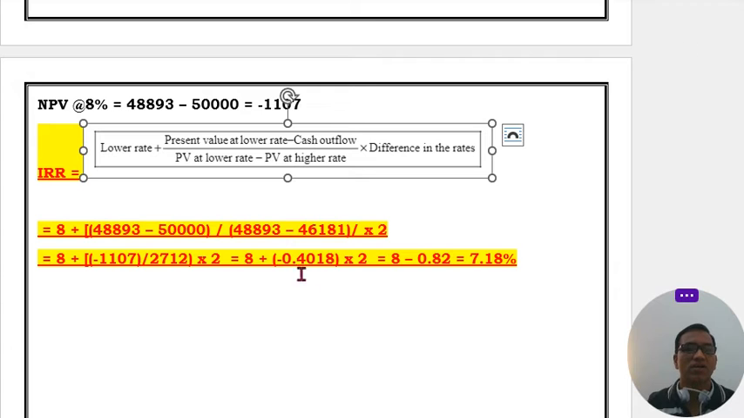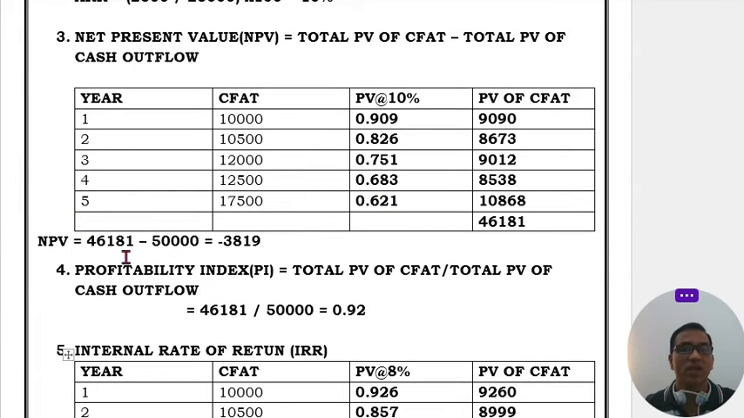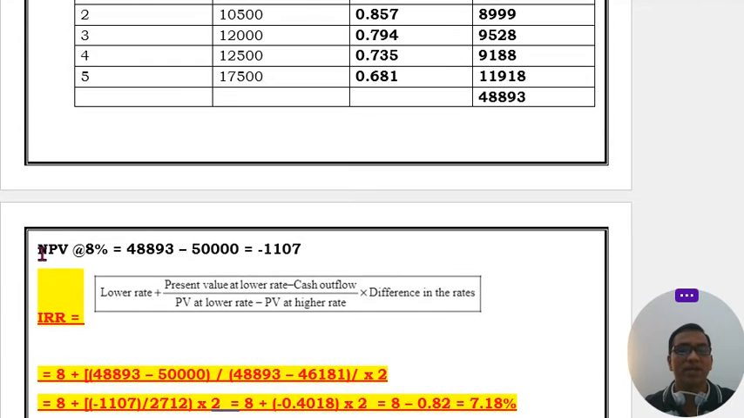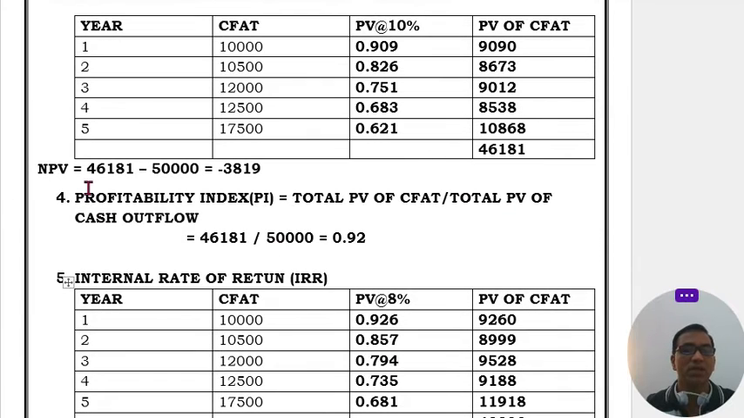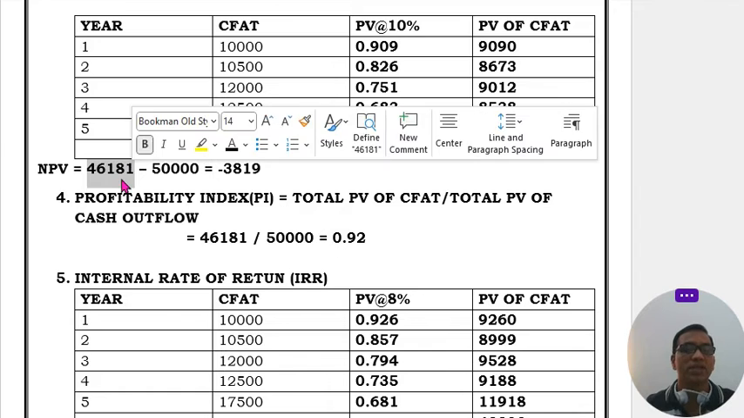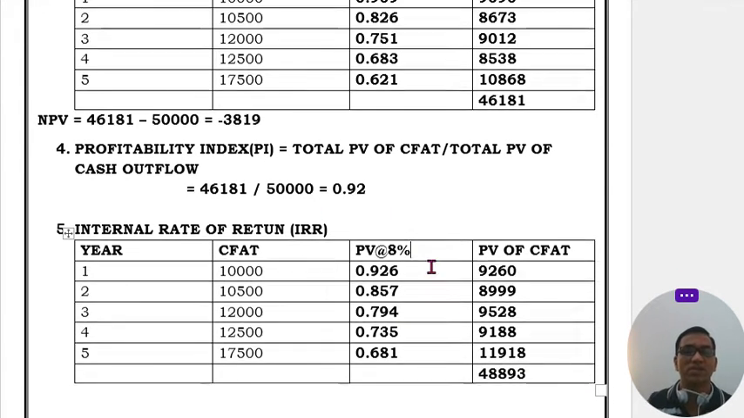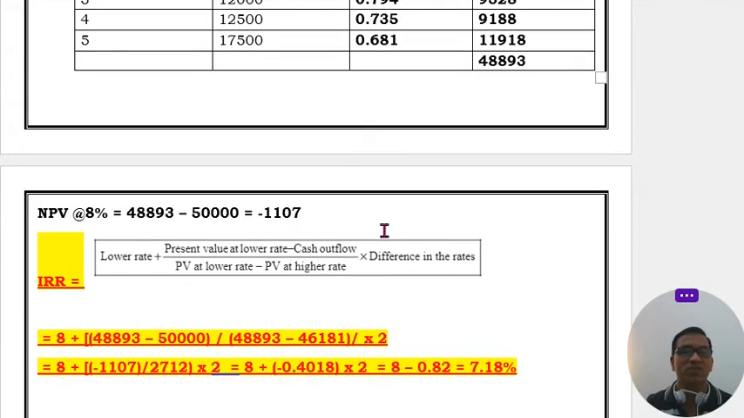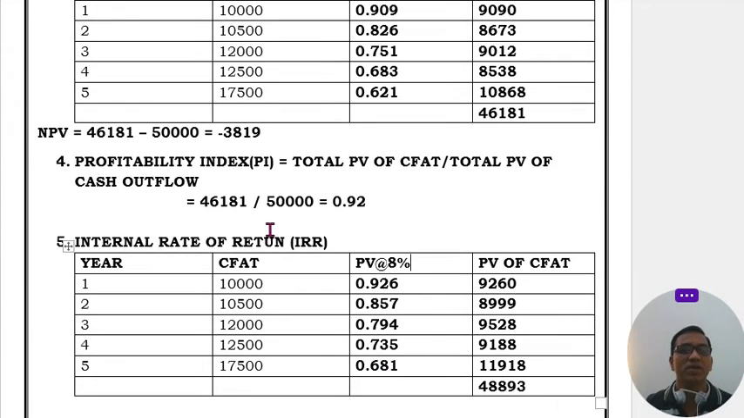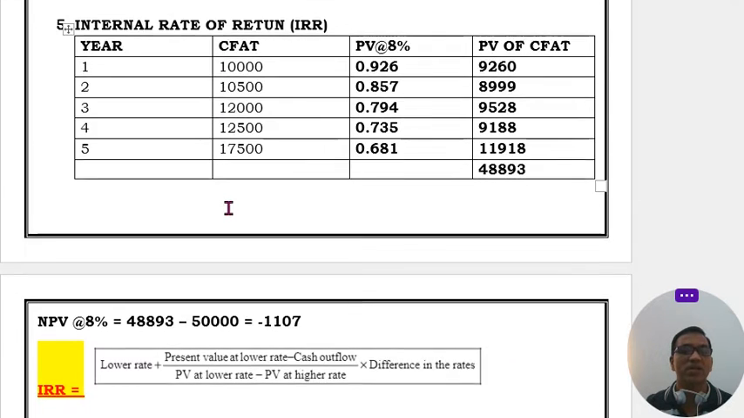How did you get it? In order to apply this formula, the internal rate of return interpolation formula, we need NPV at two different rates of return. Already we calculated NPV at 10%. Now I calculated one more time NPV at 8%. How I took 8% is, here we have to increase the value to make it equal to 50,000. Increase the value, decrease the rate. So decrease the rate means below 10%. I took 8% and calculated again the PV of CF at 8%. I have NPV at 10% and NPV at 8%.